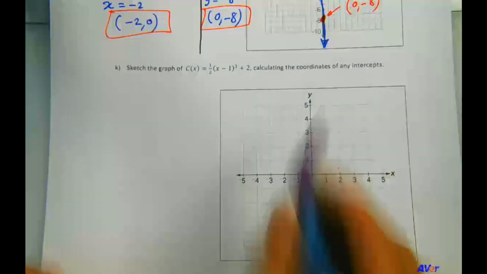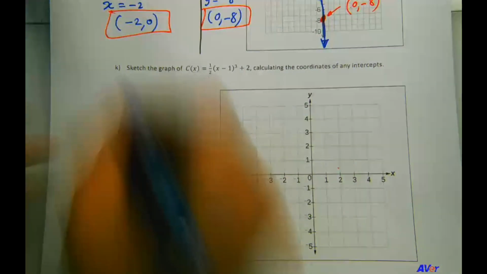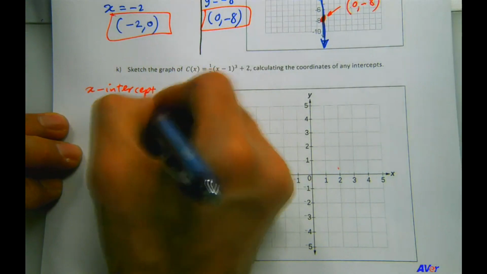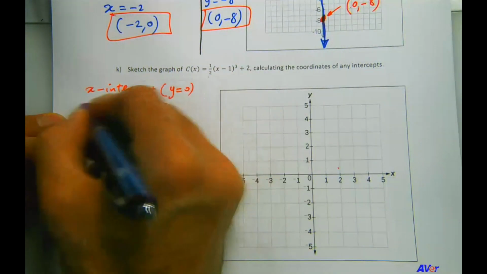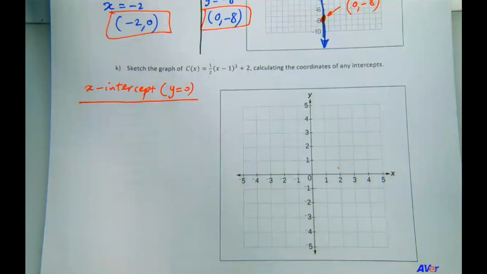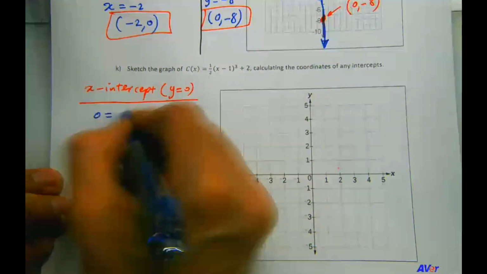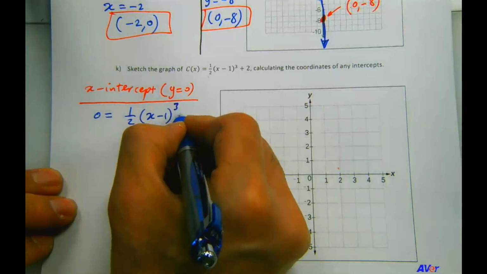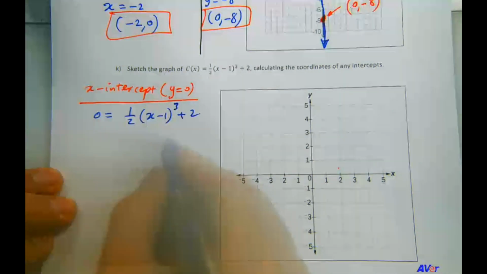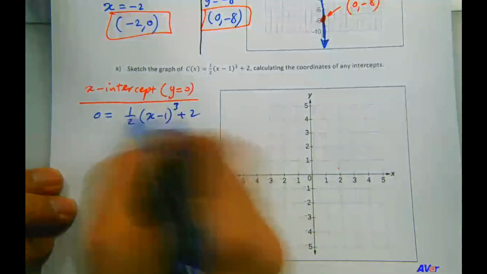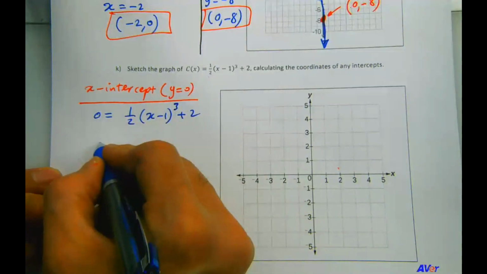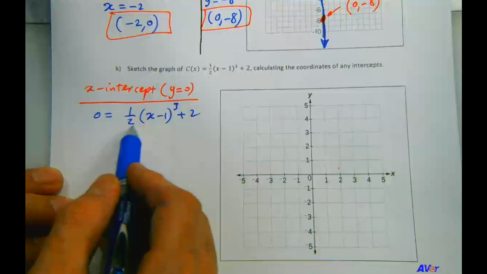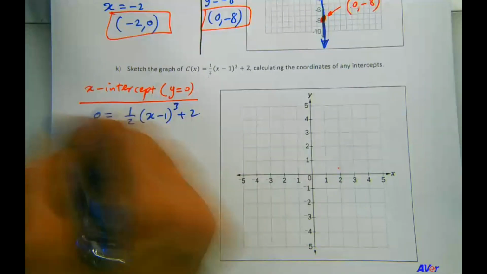Okay, so let's calculate the x and y intercepts. For the x-intercept, that's when the y value is equal to 0. So we have 0 equals 1/2 times x minus 1 cubed plus 2. So let's move this 2 to the other side, and I'm going to keep this coefficient positive. Well, let's multiply both sides by 2 first of all, because I want us to get rid of this fraction. Multiply both sides by 2.